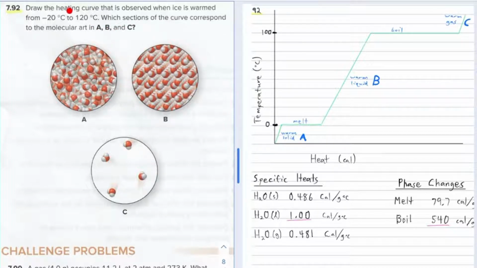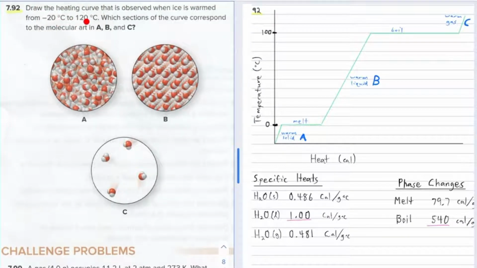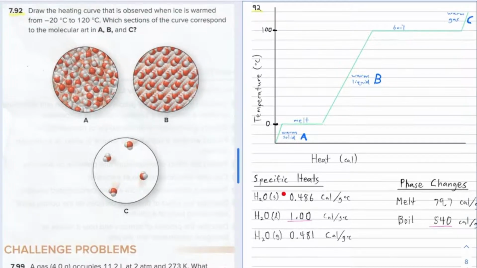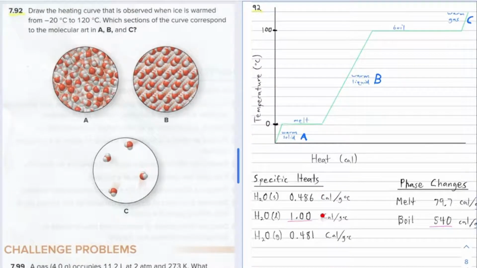So heating curves are interesting graphs, and to draw one properly, you need to know the specific heat of the substance that you're dealing with, which is water. So here are the specific heats of solid, liquid, and gaseous water. You can see from the specific heats that the liquid water requires the most energy to warm up. Now, when you raise water from negative 20 to 120 degrees Celsius, you're going to pass through all three phases. When you start at negative 20 degrees, that's going to be solid water, and when you end up at 120, that'll be gaseous water. So you're going to pass through all three phases.